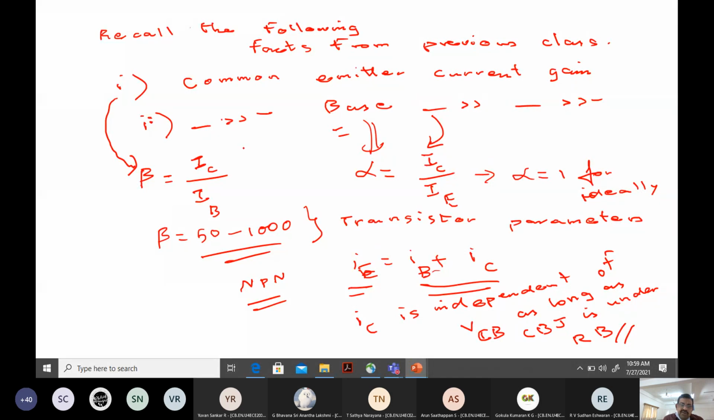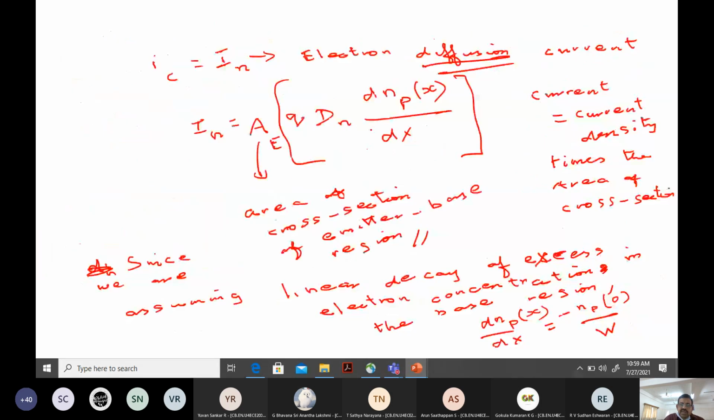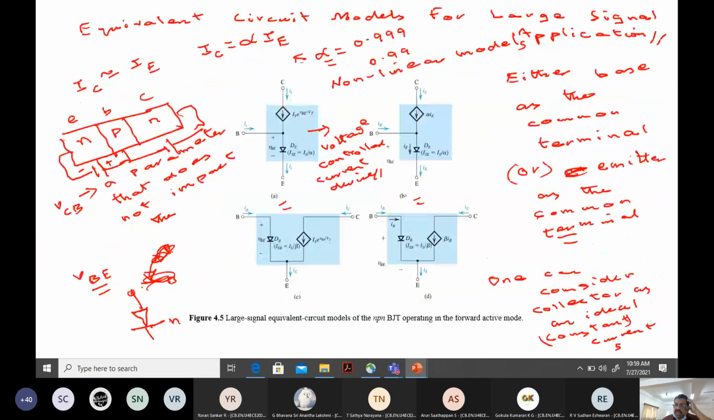So when we talk about the transistor operation in this mode with beta, we normally talk in terms of common emitter gains, the common emitter configuration. When we talk in terms of alpha, we talk in terms of common base gain. With that in mind, we can actually see this picture.